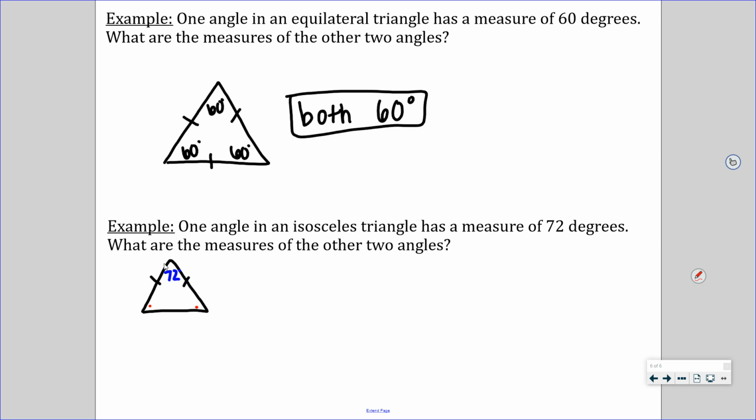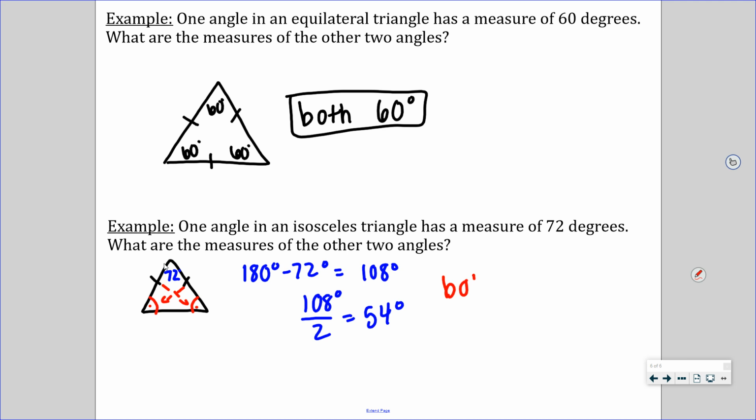What do you think, Alex? 180 minus 72. Okay, let's do that. So you did 180 minus 72, which is 108. Okay, and then what did you say? Divided by 2. Okay, why? Why do we know that those are the same? If these two sides are congruent, then the two angles across from the two sides are also congruent. Okay, so you're exactly right. They could both be 54.